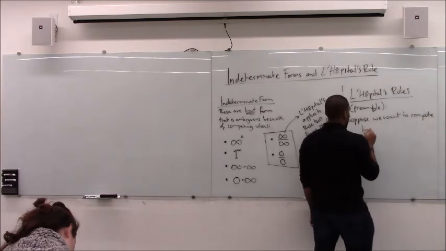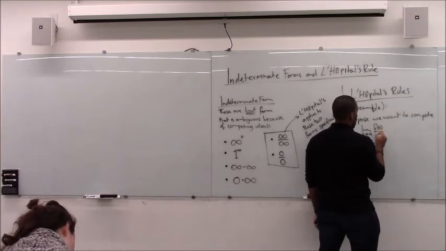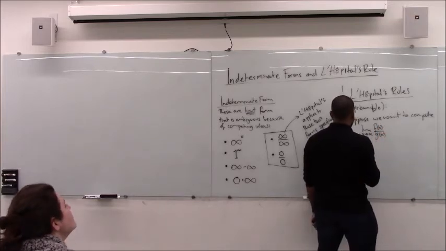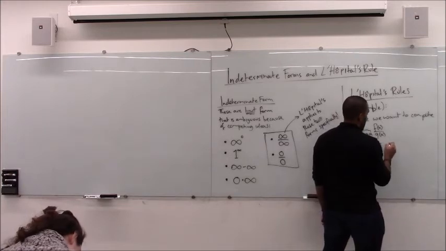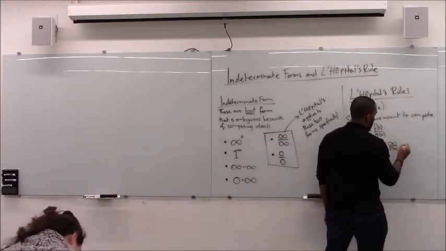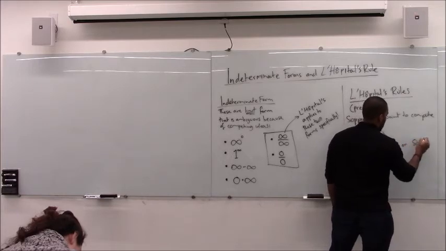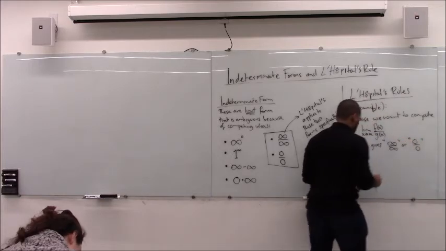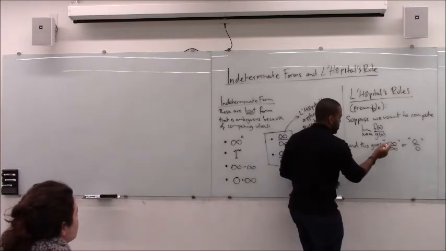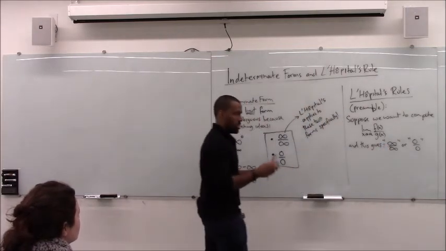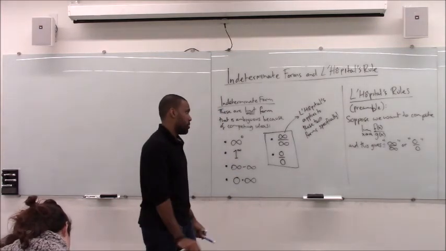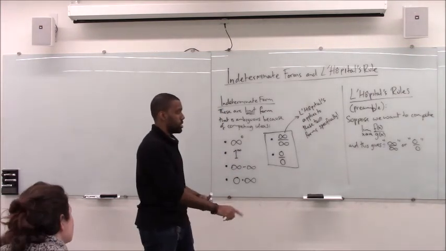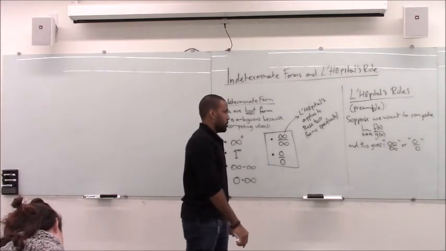the limit as x approaches something of f of x over g of x. And this gives either infinity over infinity or 0 over 0. Right? And of course, with the infinity over infinity, it could be plus or minus here. But just that you have the top is going off to some infinite number, and the bottom is going off to some infinite number. Or the top is going off to 0, and the bottom is going off to 0.